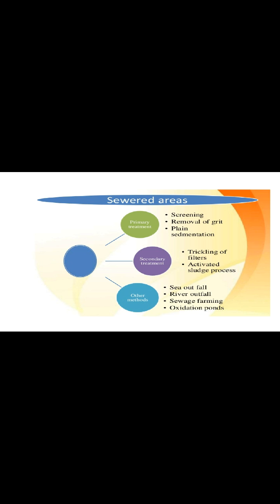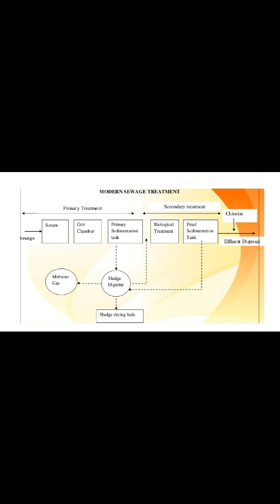The methods of treatment: screening, removal of grit, plain sedimentation, trickling filters, activated sludge process, then sea outfall, river outfall, sewage farming, oxidation ponds. Primary treatment, secondary treatment, and other methods. The modern sewage treatments: primary treatment and secondary treatment.